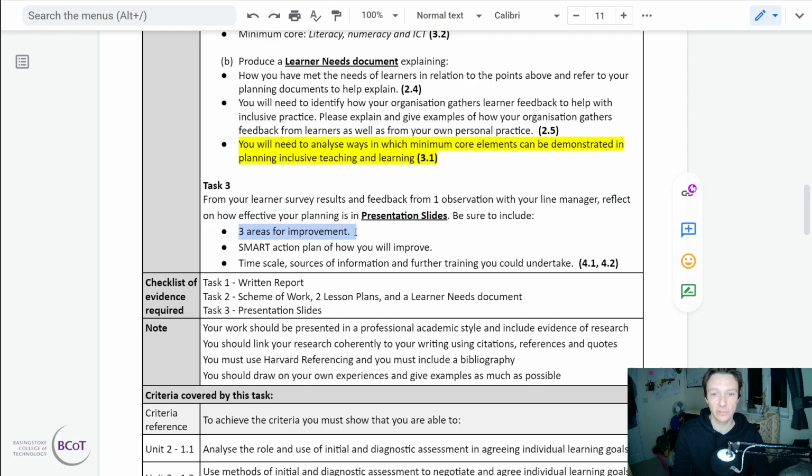Include 3 areas for improvement. If you need help identifying these, please speak to myself and I can help you with that. We'll have a lesson on this as well to help you really think about this and be reflective. To create smart, measurable, actionable, realistic and timely targets and an action plan of how you will improve these 3 areas you have identified. We're going to also include in these presentation slides a timescale, sources of information and further training available to you that you could undertake. And again, I will of course help you with that.